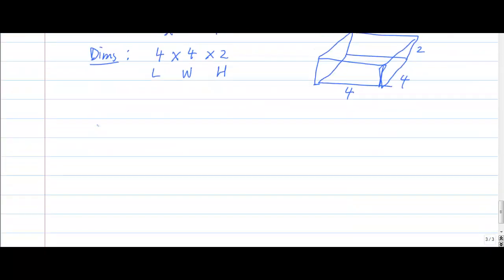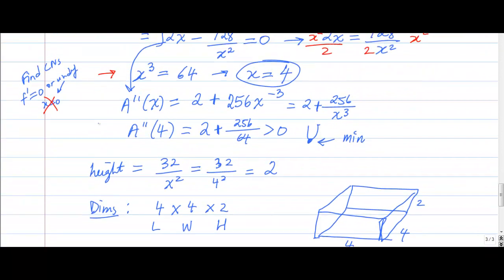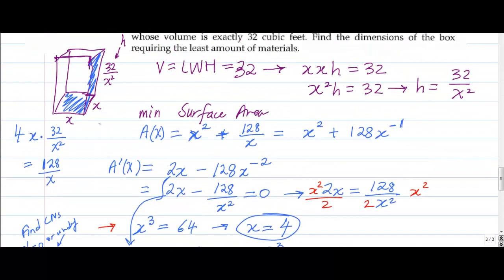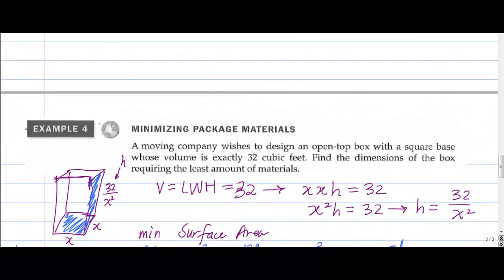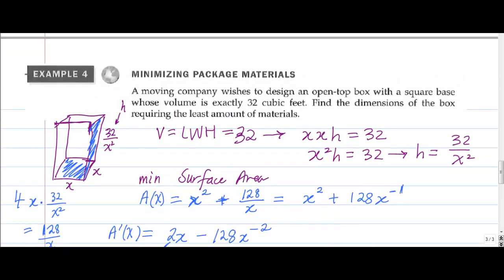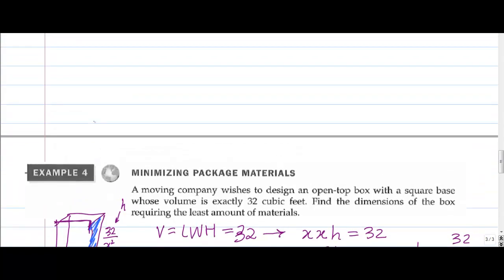Alright, so those are the examples in your book. Your homework problems will be similar to these, where you have to maximize or minimize some quantity. So you always want to start off with: what information is given, what are you trying to minimize, and write that in terms of one variable.